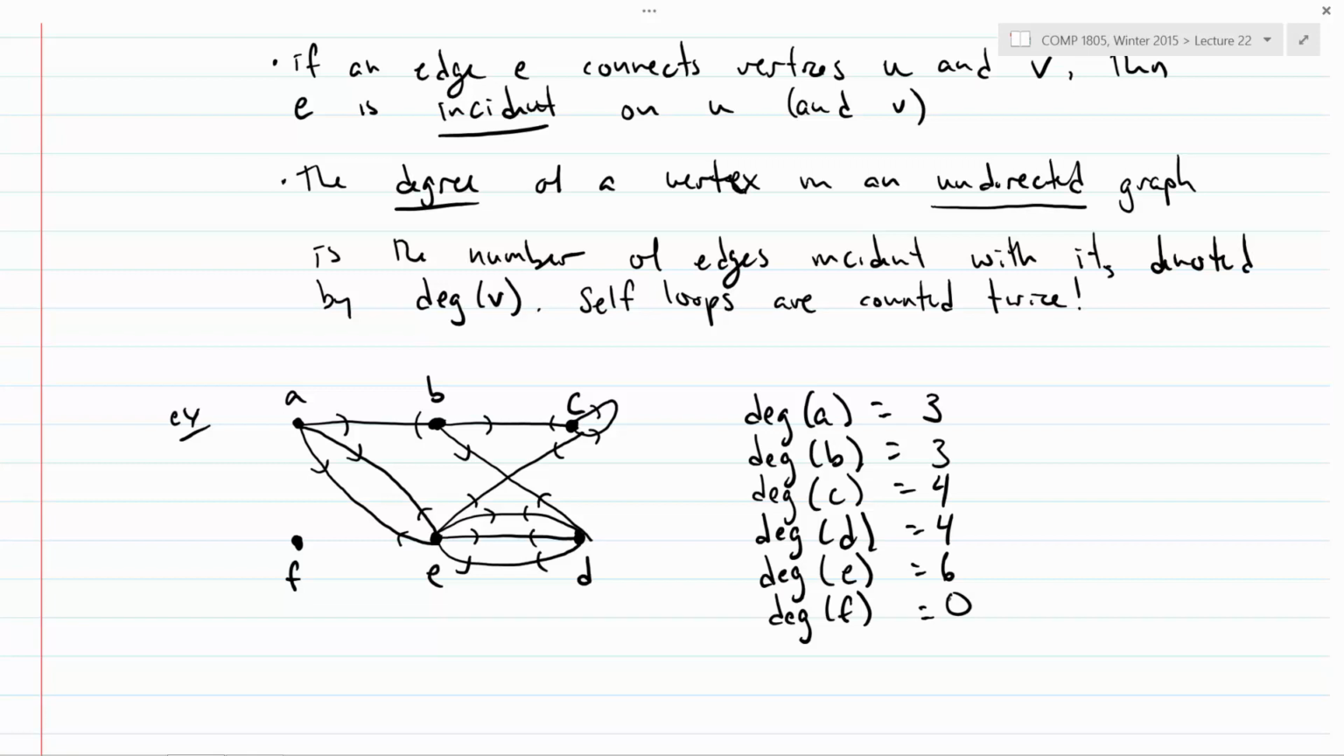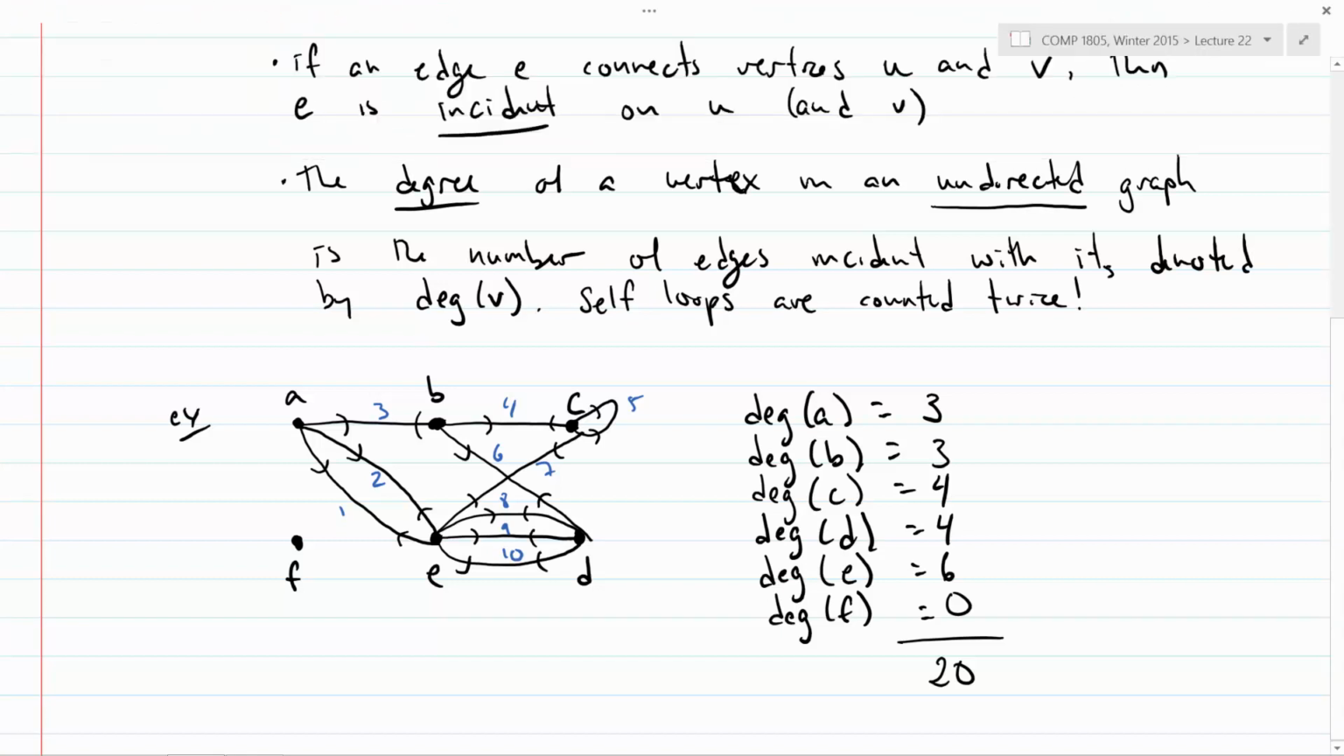So if I sum up all of the degrees in this graph, what am I going to get? Well, in this particular graph, I get 6 plus 4 is 10, 14 plus 3 is 17, plus 3 is 20. So the sum of all those degrees is 20. How many edges do I have in this graph? Let's count them. 1, 2, 3, 4, 5, 6, 7, 8, 9, 10.